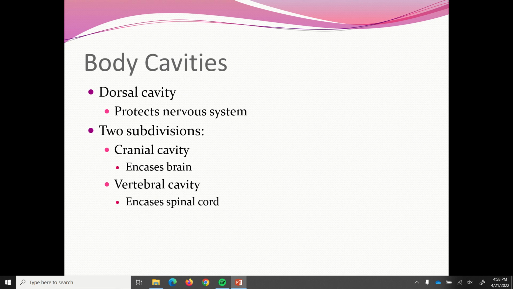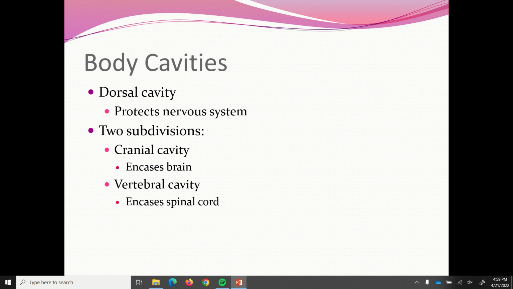Last, we'll discuss body cavities. The body is pretty much hollow, right? But in order to maintain structure within the hollow body cavity, cavities have to be lined with membranes that help to encase certain organs.